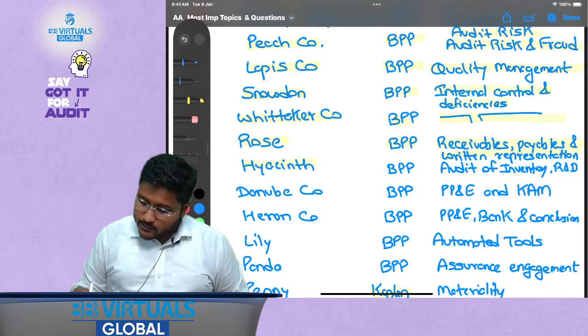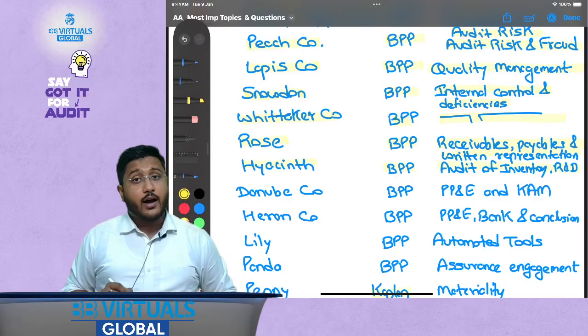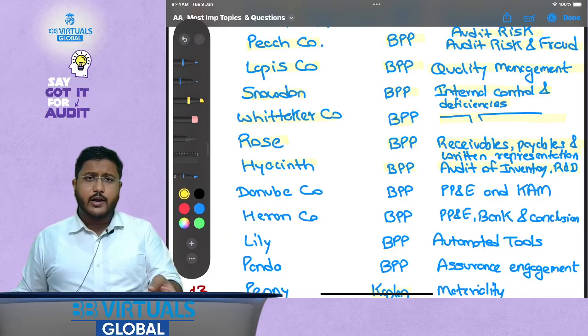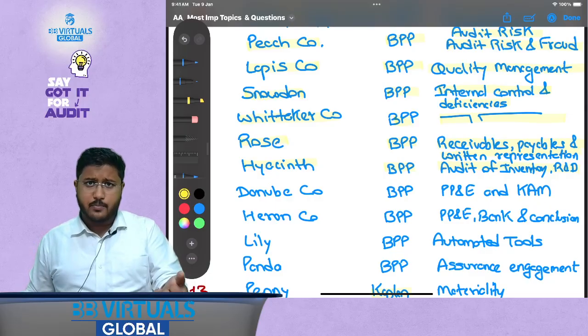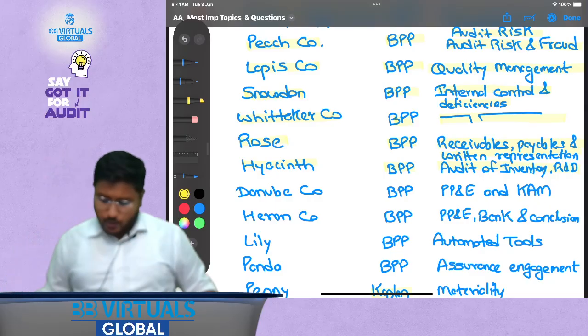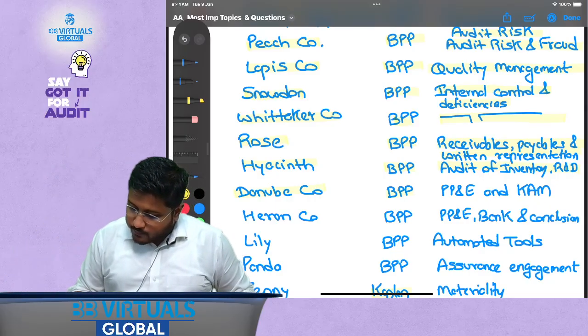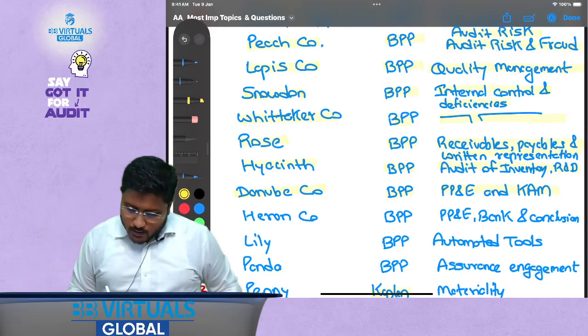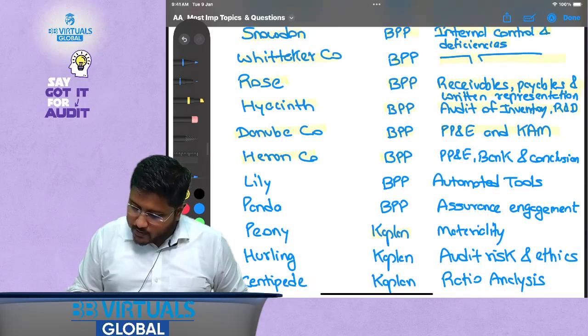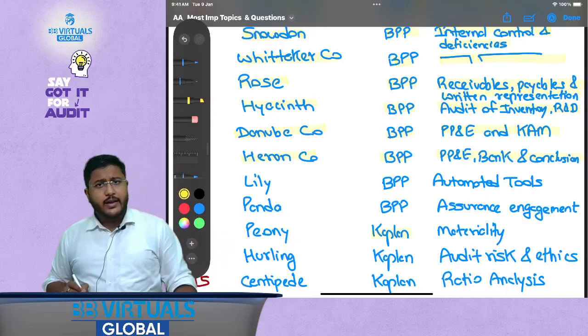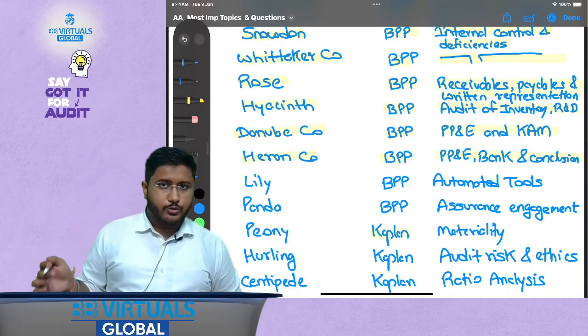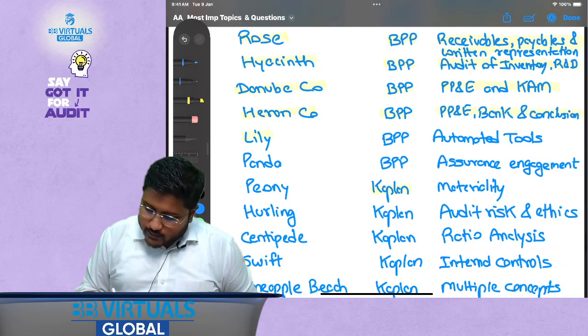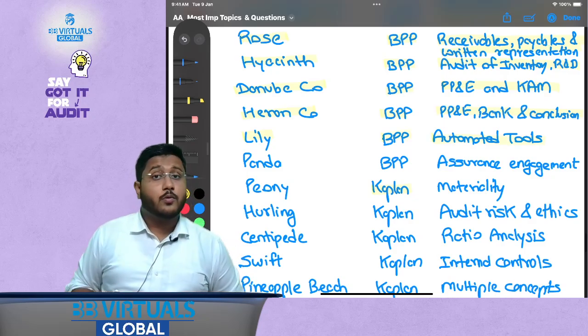Then Hyacinth, BPP, audit of inventory, R&D, like we discussed: inventory, R&D, property, plant and equipment, cash and bank balances, revenue, these are very important. Danube Company, PPE and CAM, as in key audit matter. Then Heron Company, BPP, talks about PP&E, bank and the conclusion part, how you need to conclude on the audit report. Then Lilly Company from BPP, this talks about automated tools.